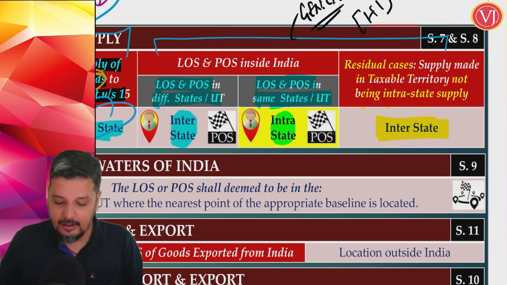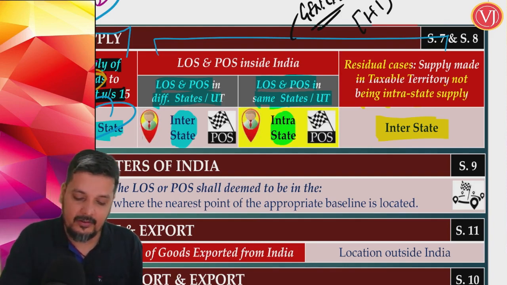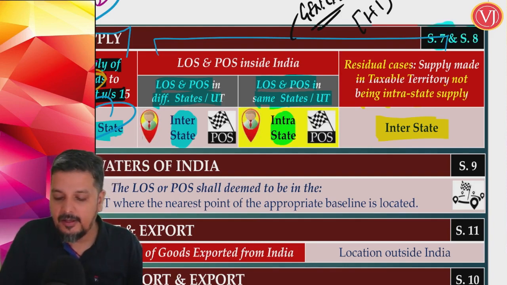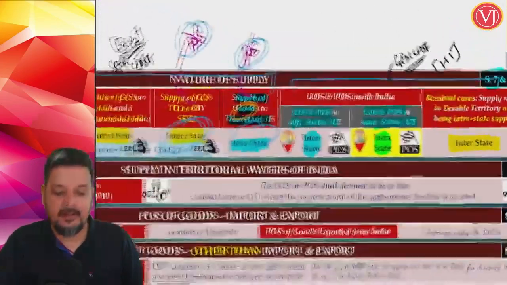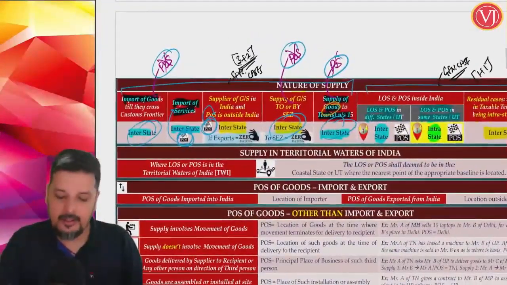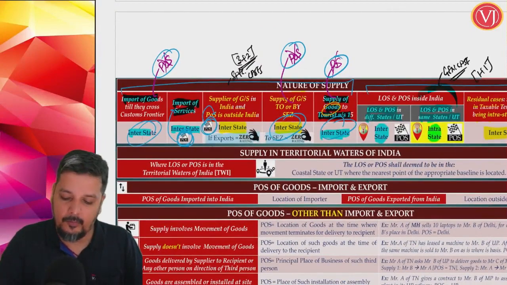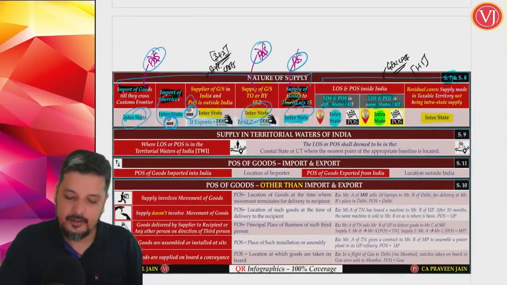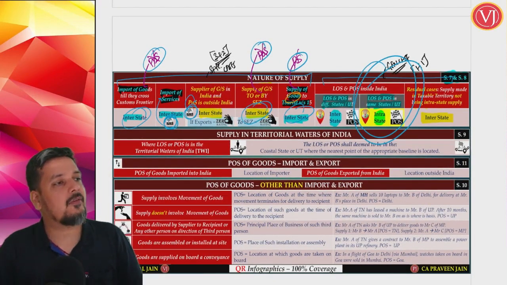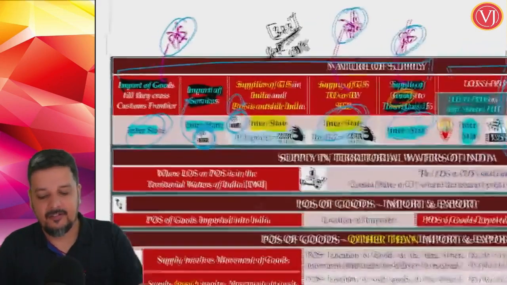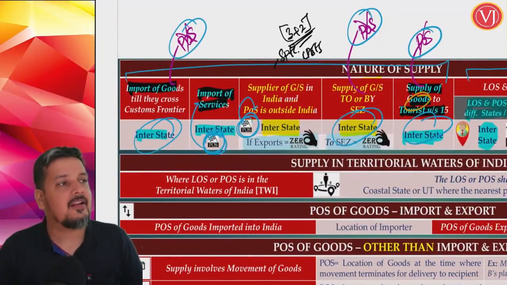Section 7 read along with section 8. Interstate supply and intrastate supply. If you see all these cases, there is only one case which is intra-state supply. Everything else was special cases. All the 5 special cases are interstate supply.